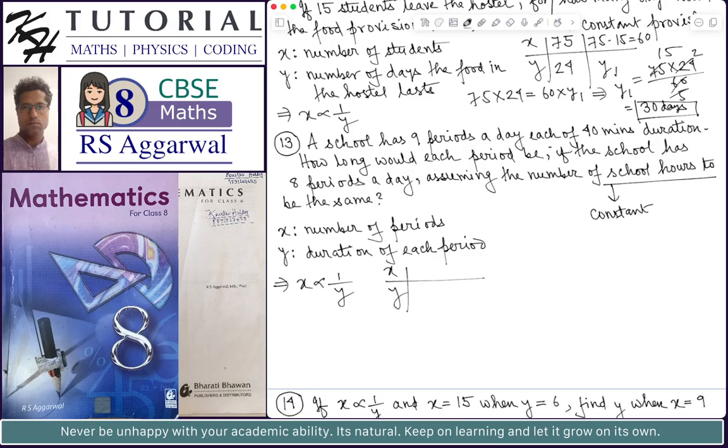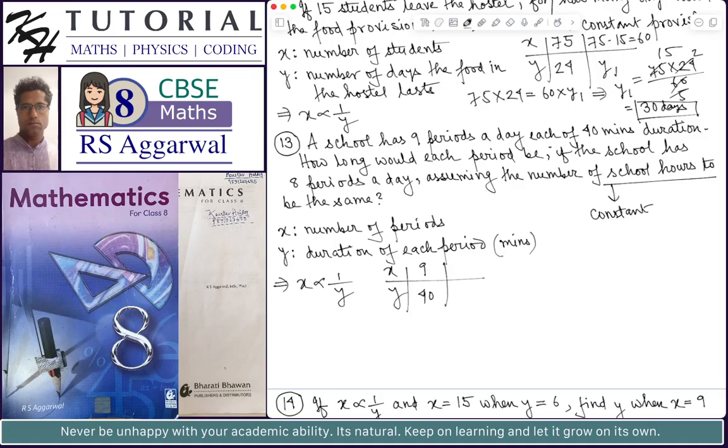Duration of each period, you can consider the unit as minutes, because it is given that a school has 9 periods a day, each of 40 minutes duration. So we can say x is 9 and y is 40. Now it is asking how long would each period be if the school has 8 periods a day.